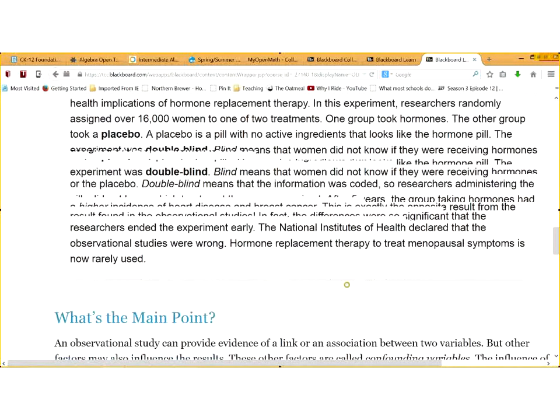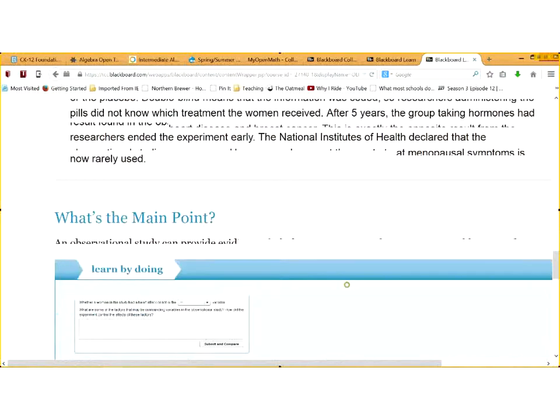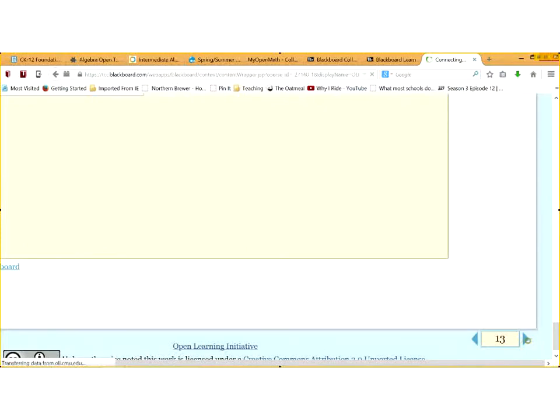And that's what it said. After 5 years, the group taking hormones had a higher incidence of heart disease and breast cancer. And it said this is exactly the opposite of the result found in the observational studies. Which is so. Just because an observational study shows something, we would not want to assume cause and effect. All right. So let's go on to the next page.